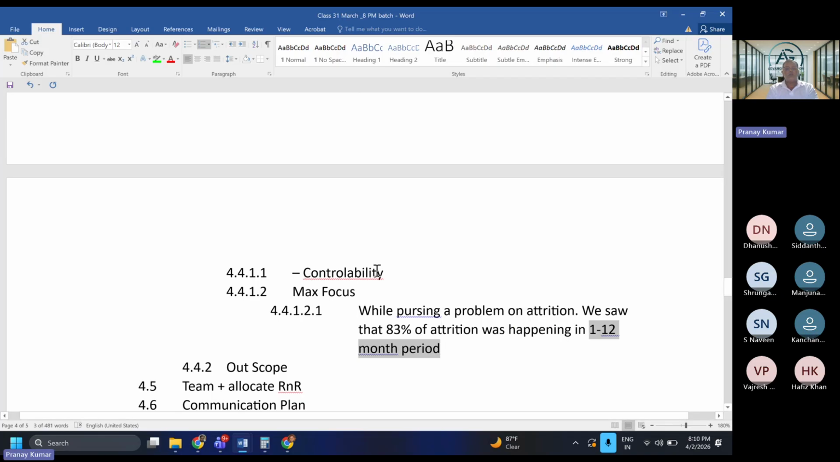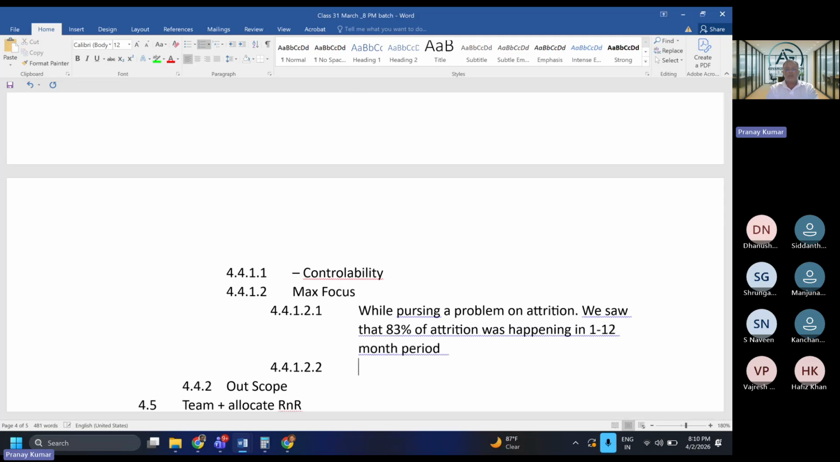So one is controllability, or one could be the focus given to us by data. You can also look at ease.